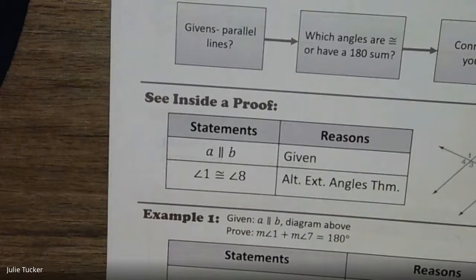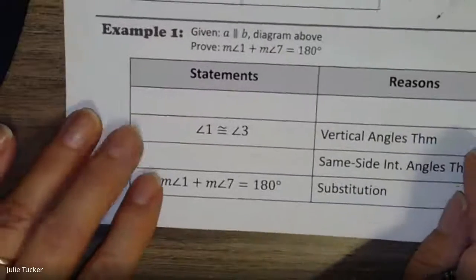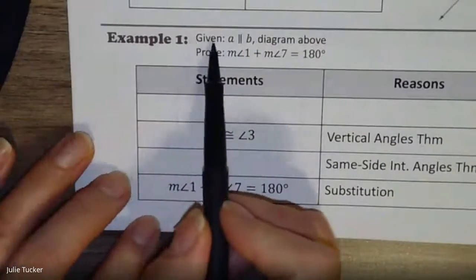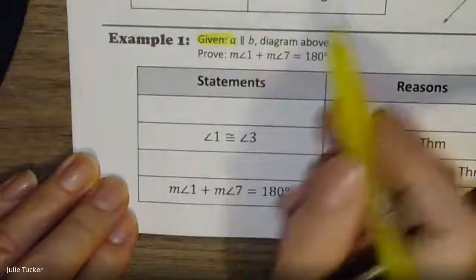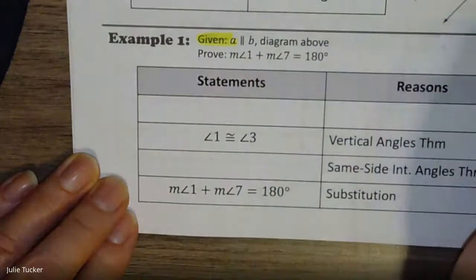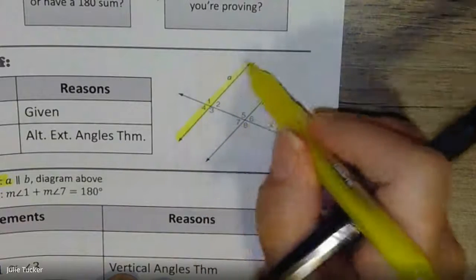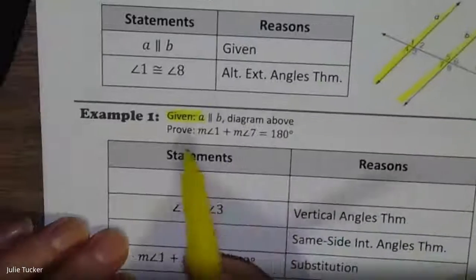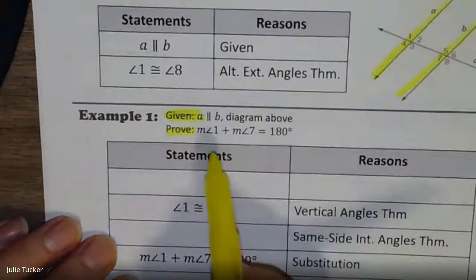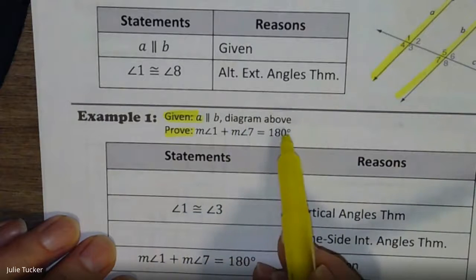All right, we're going to start an example together now. So this example at the bottom of my page, it says, given, which is your known facts, given A is parallel to B, and then it says diagram above. So what I'm saying is use this diagram here. So there's line A and there's line B. Those are known to be parallel lines. I want to prove that the measure of angle 1 plus the measure of angle 7 is 180 degrees.